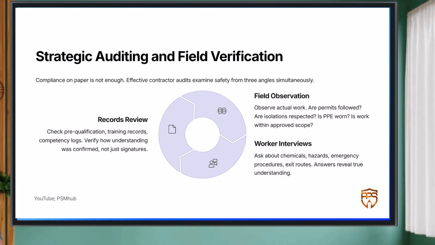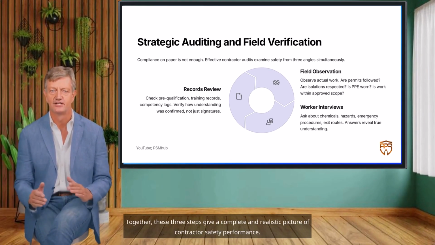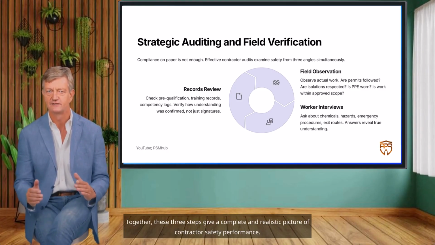A practical and effective contractor audit looks at safety from 3 angles at the same time: document review, field observation, and direct conversation with workers. Together, these 3 steps give a complete and realistic picture of contractor safety performance.